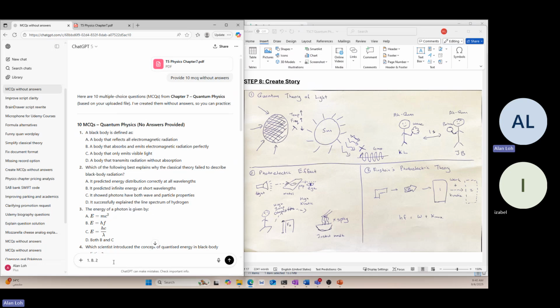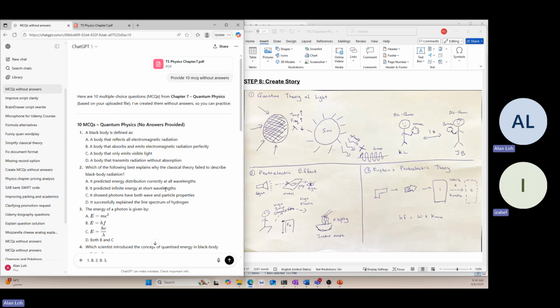You sure? Okay. Now, question number 2. Repeat the same drill. Read the following question. Which of the following best explains why the classical theory failed to describe black body radiation? So, the quantum theory of light, the light bulb drawer, and then the UV catastrophe. It's because it predicted infinite energy at short wavelengths. B. Yeah.